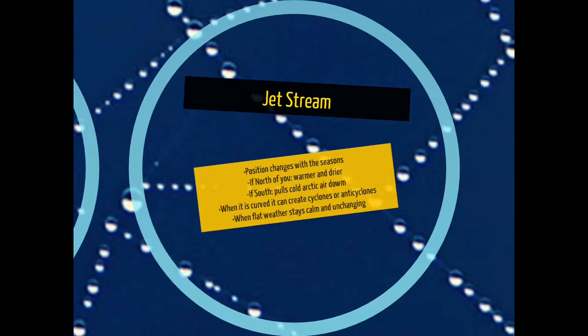And then the jet stream can take on different shapes. When the jet stream is all curvy, it creates unstable weather, which can cause cyclones or anticyclones. And then when the jet stream is flat, the weather tends to stay calm and unchanging.